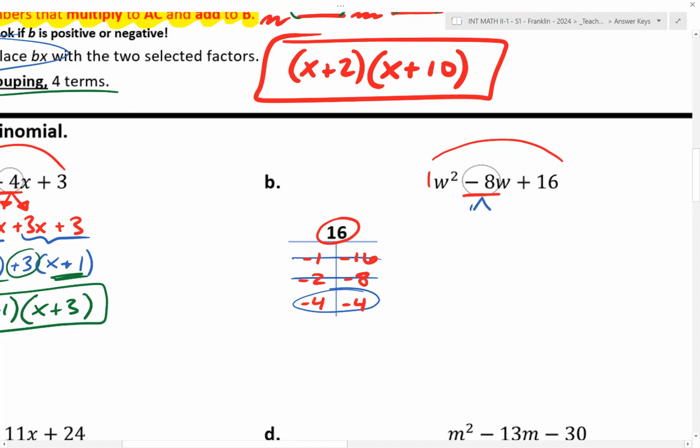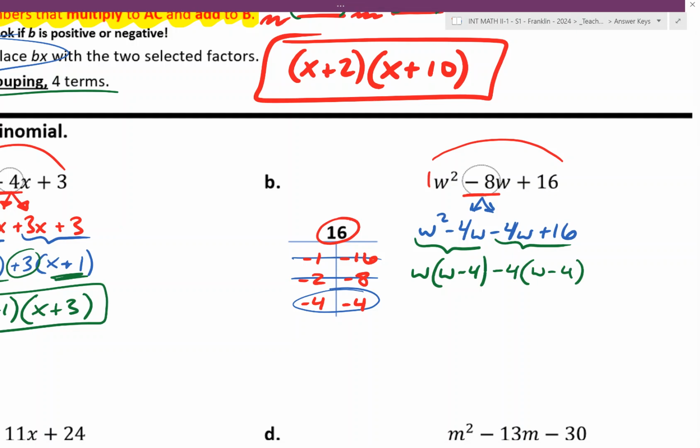So we're going to split that middle term. W squared minus 4w minus 4w plus 16. And now we can factor by grouping. So the first set, we can take a w out. That's w minus 4 left over. We should take out a negative number on the second one because the first term is negative. So we can take out a negative 4, leaving w minus 4.